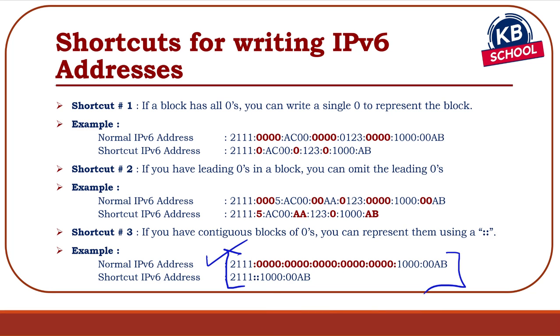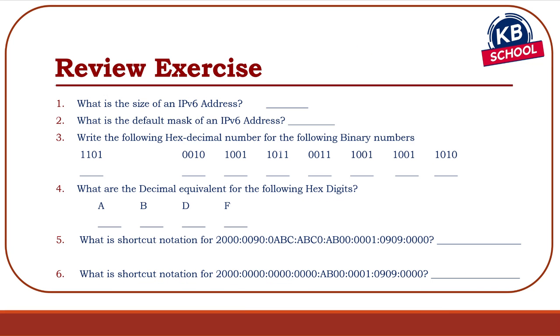All right. So now to recap the lecture, let's take a look at the review questions. What is the size of an IPv6 address? Very simple. 128 bits, which I can also write as 32 hex digits. What is the default mask of an IPv6 address? 64 bits. Write the hexadecimal for the following binary numbers.